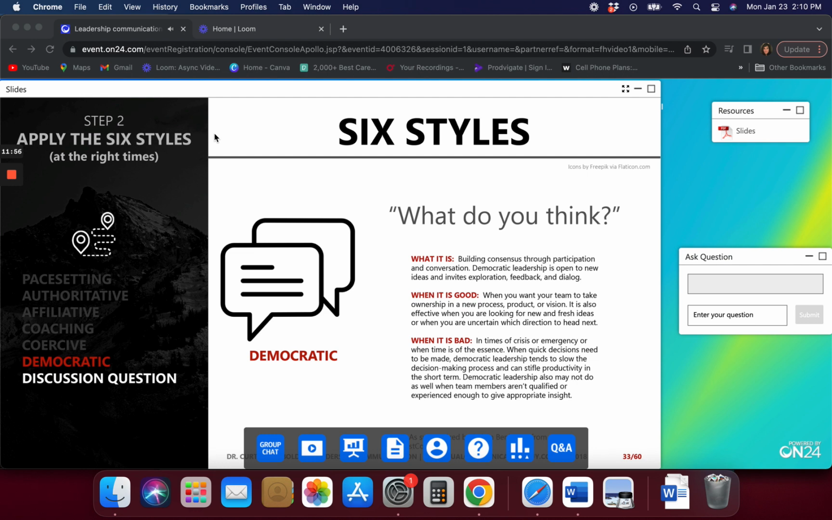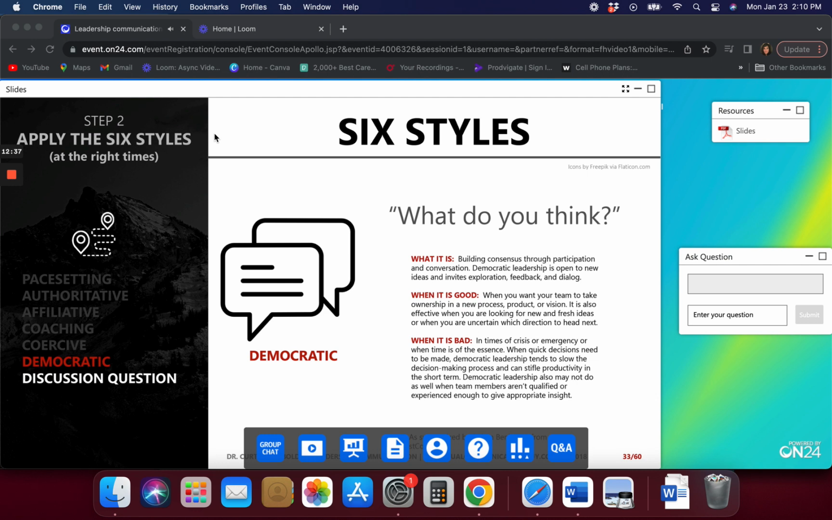So this one's good when you want your team to take ownership in a new process, product, or vision. It gets them excited about doing something new, and they really get to voice the way they're going to do it. It's also effective when you're looking for new and fresh ideas, or when you are uncertain which direction to head next, and you should be able to acknowledge that as a leader. Like, look, we've got this challenge, and I'm not sure what the best approach is. What are your ideas? Ultimately, as the leader, you have to make the final decision, but opening it up for discussion can really make people feel like they are involved in the process, which usually improves not just culture, but also the way that they work and their productivity.